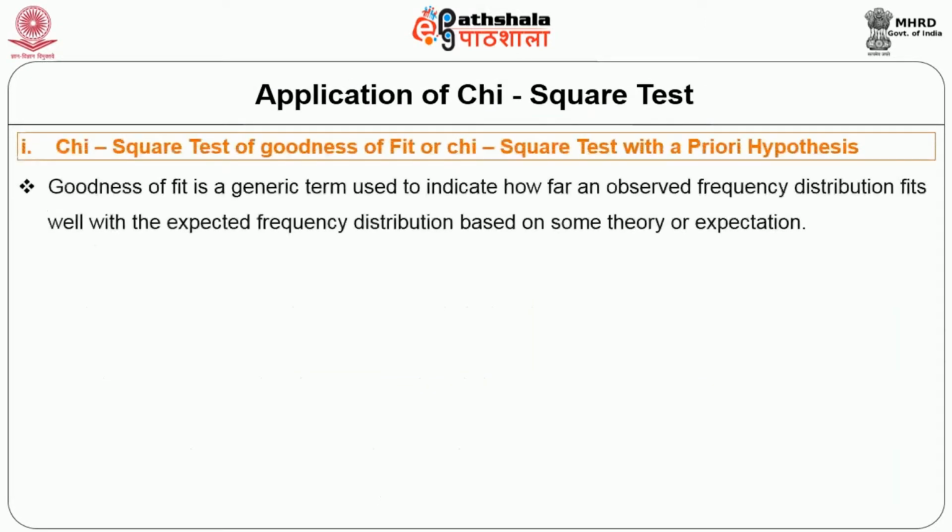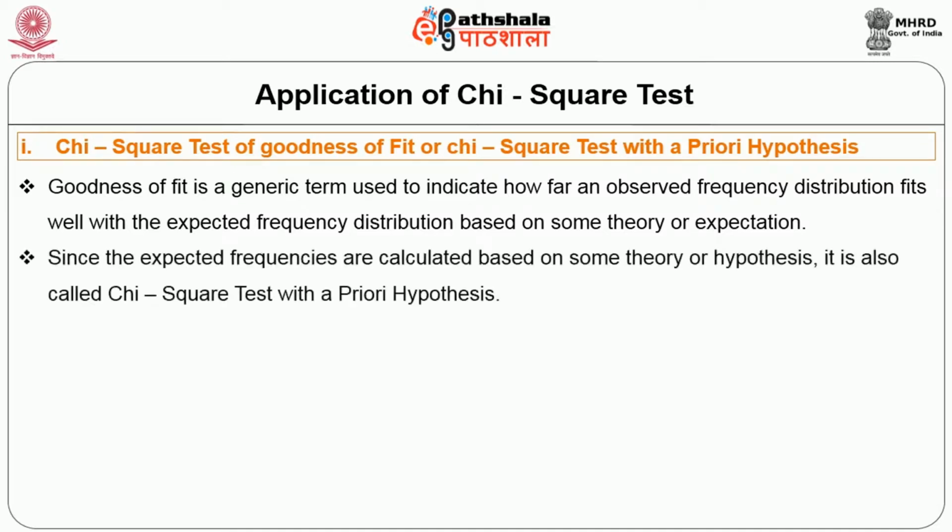Next one is application of chi-square test. In which ways is chi-square applied? First, chi-square test of goodness of fit, or chi-square test with a superior hypothesis. Goodness of fit is a generic term used to indicate how well an observed frequency distribution fits the expected frequency distribution based on some theory or expectation. Since the expected frequencies are calculated based on some theory or hypothesis, it is also called chi-square test with a superior hypothesis.